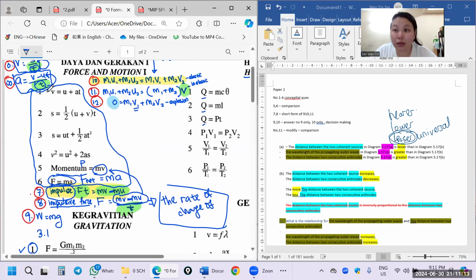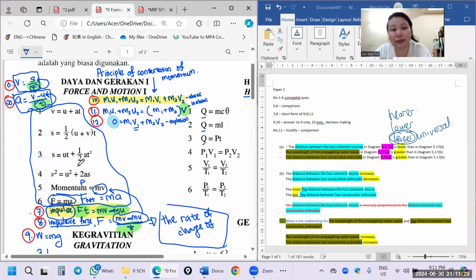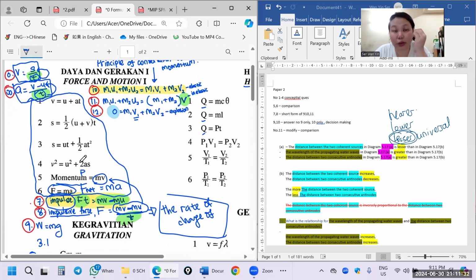Okay, so all of the formula I gave everyone is 1 to 6 only. Then 7, 8, 9, 10, 11, 12 are not given. This 8 is not given. So if you're scared you'll forget, tomorrow before you start, write down the formula first. But I also believe some of you already have it in mind.